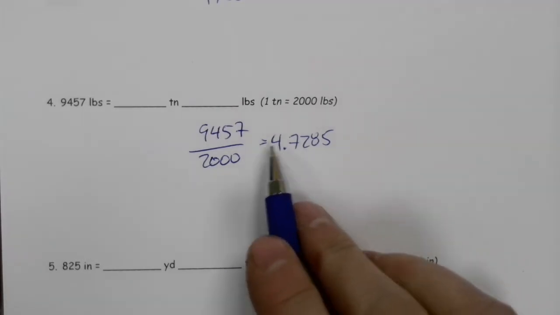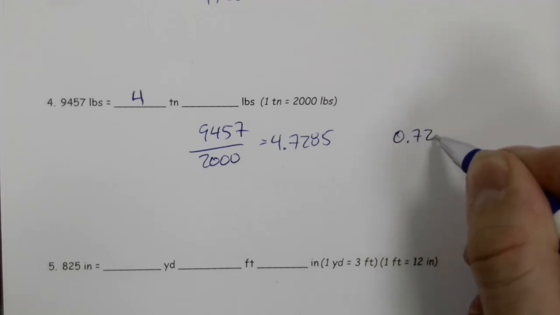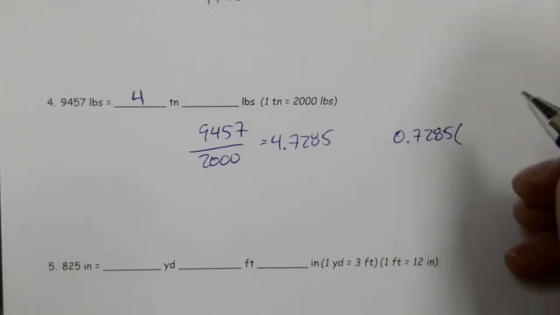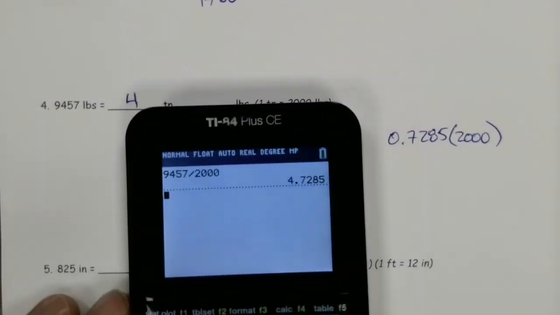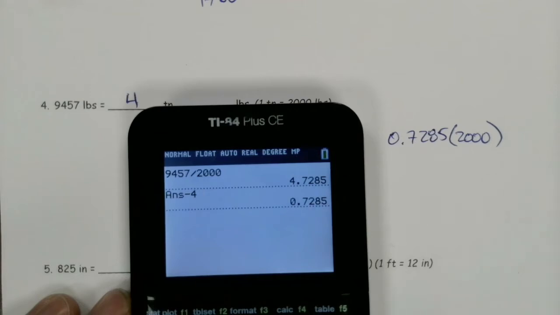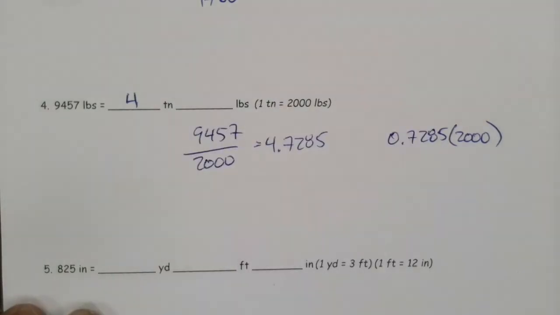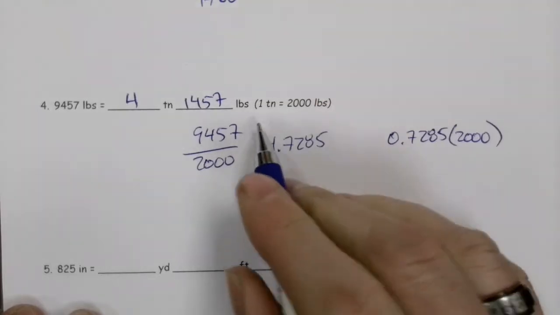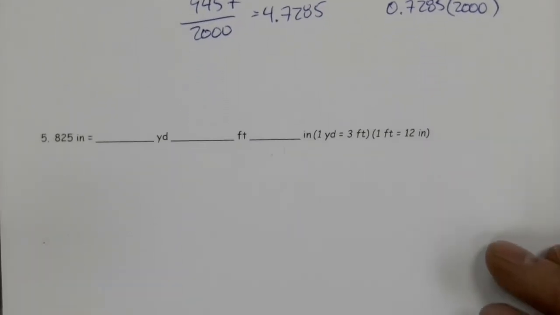So I'm going to take that 4 away here. I know that's going to be 4 tons. And now what I'm left with is this 0.7285, and I'm going to convert that back into pounds by multiplying it by the 2,000. So I'm going to take off the 4. So I've got just the decimal, multiply that by 2,000. And we get 1,457 pounds. Wonderful.